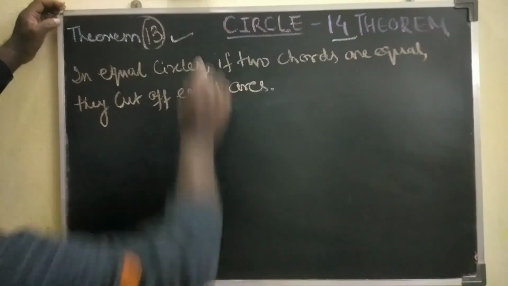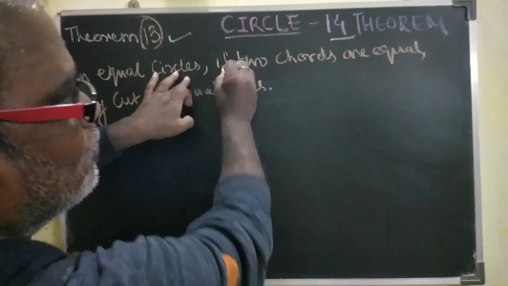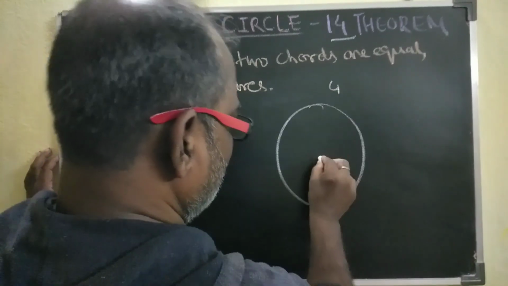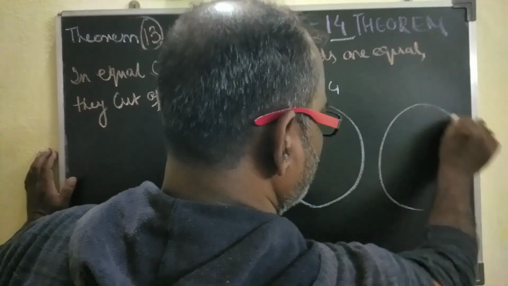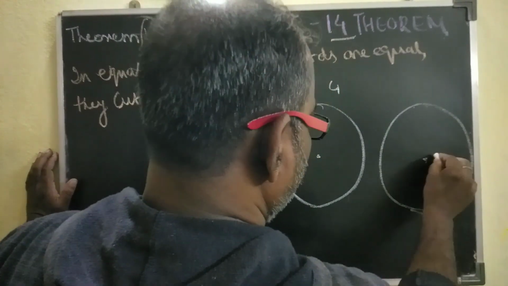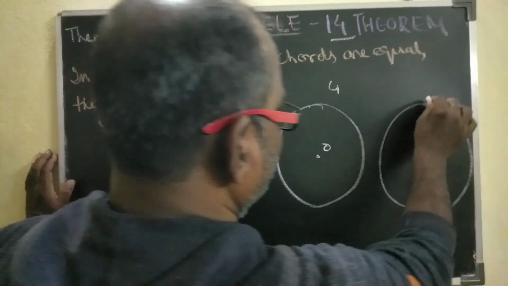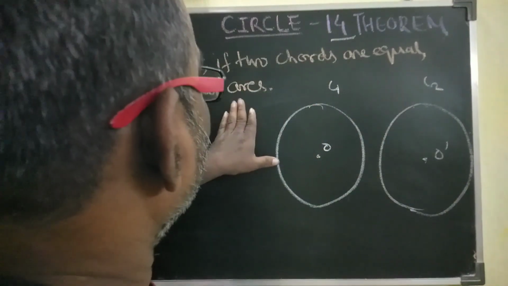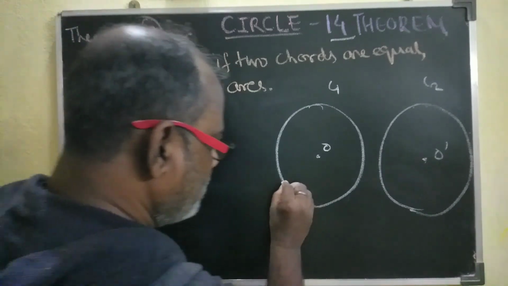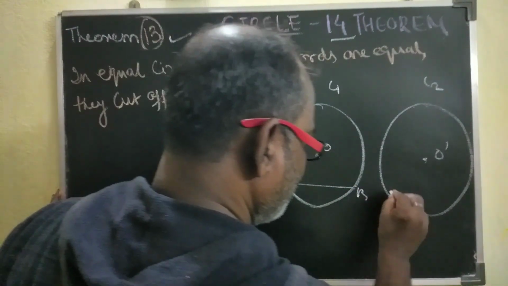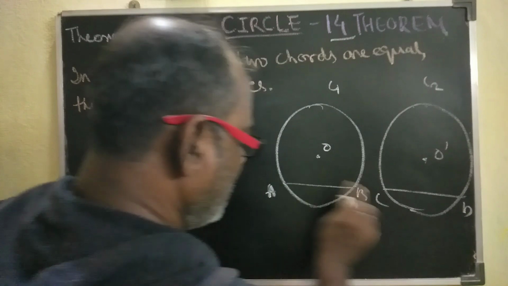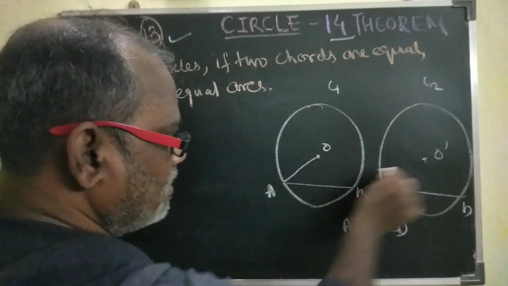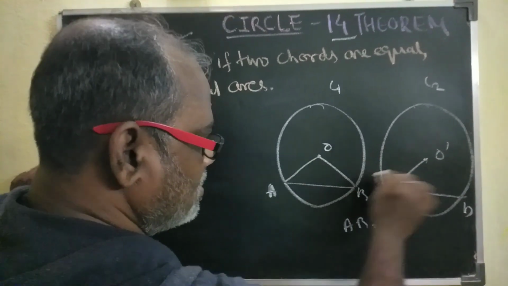One more theorem, that is theorem number 13. In equal circles, if two chords are equal, let us suppose that this is circle 1 with center O, this is circle 2 with center O dash. These two circles are equal. Now they cut off equal arcs. If two chords are equal, let us say chord AB and CD. Now AB equals CD, given. Let us join OA and the other radii.